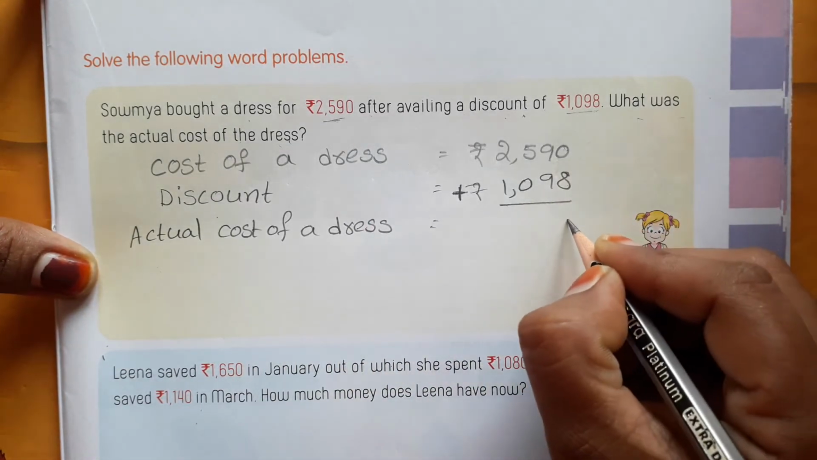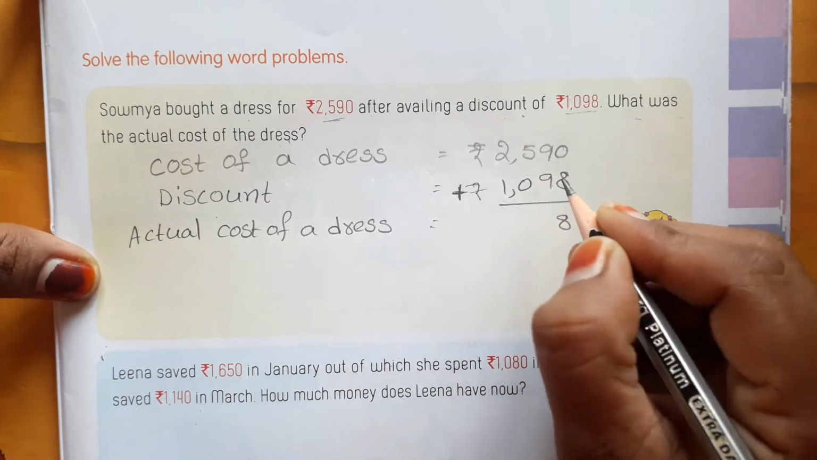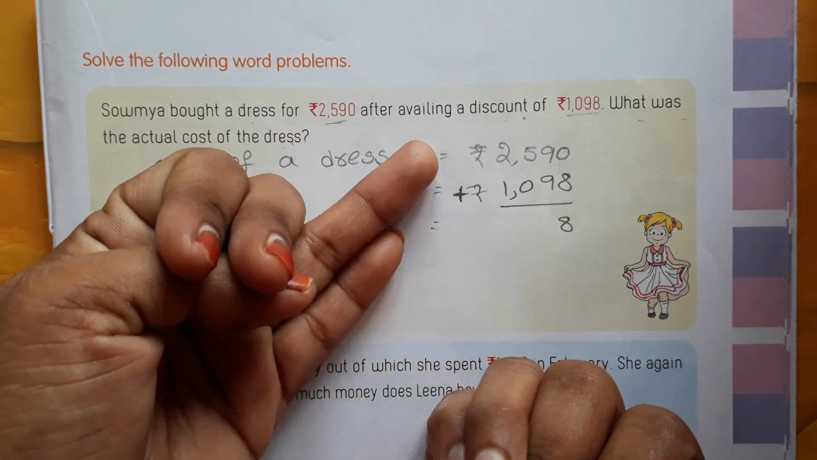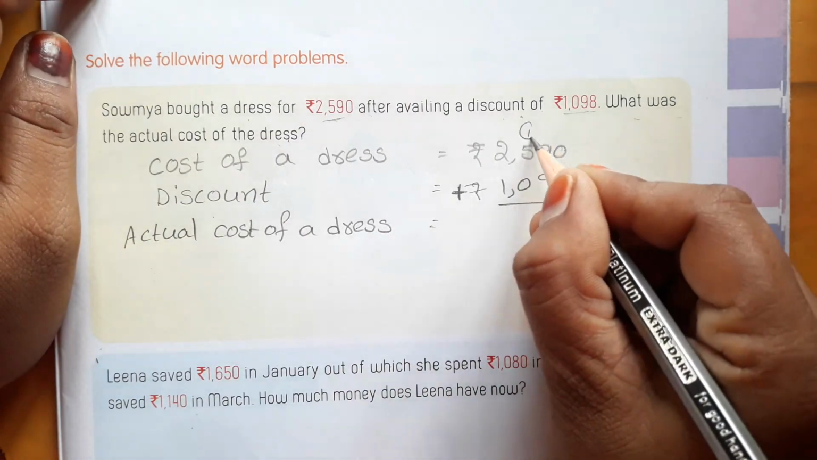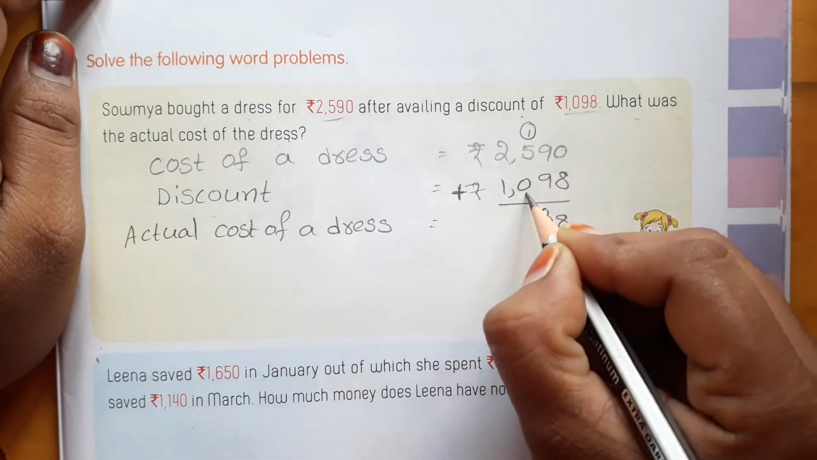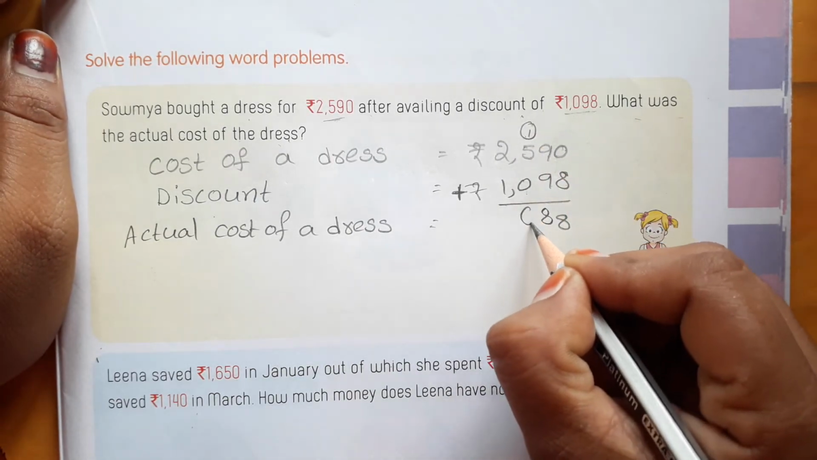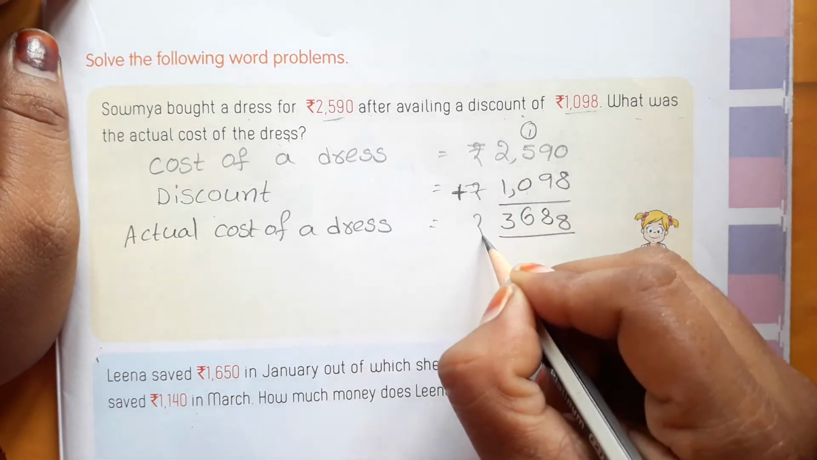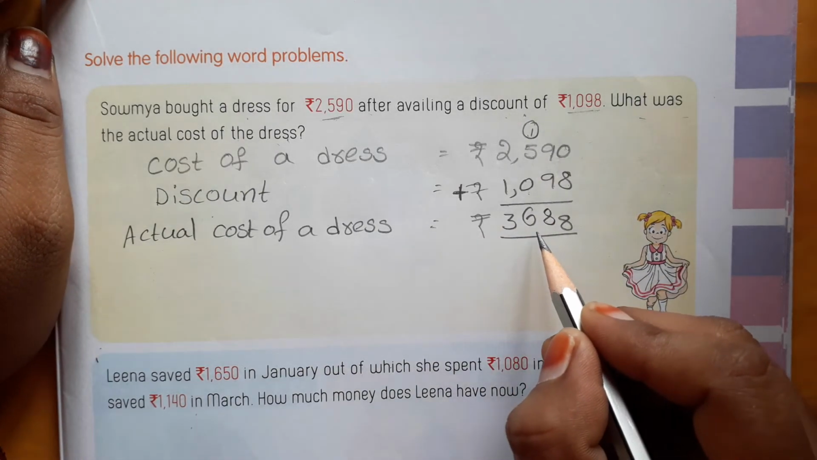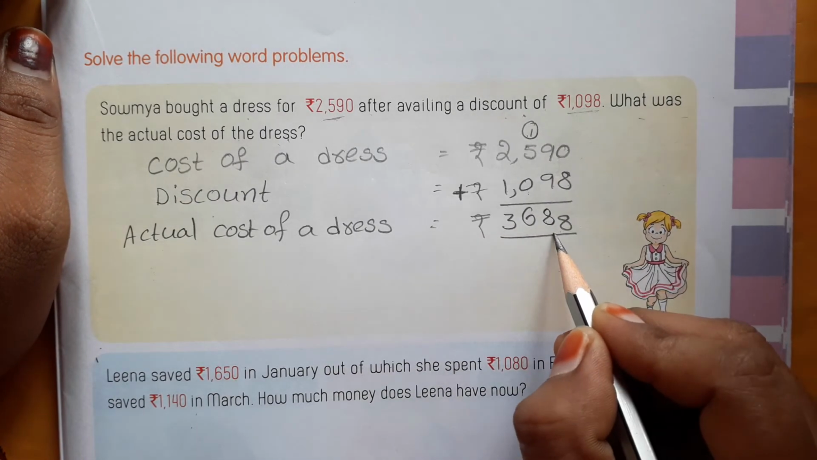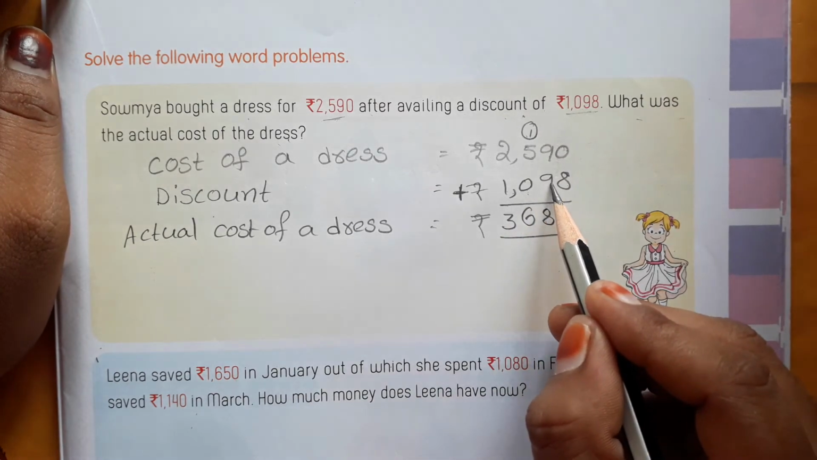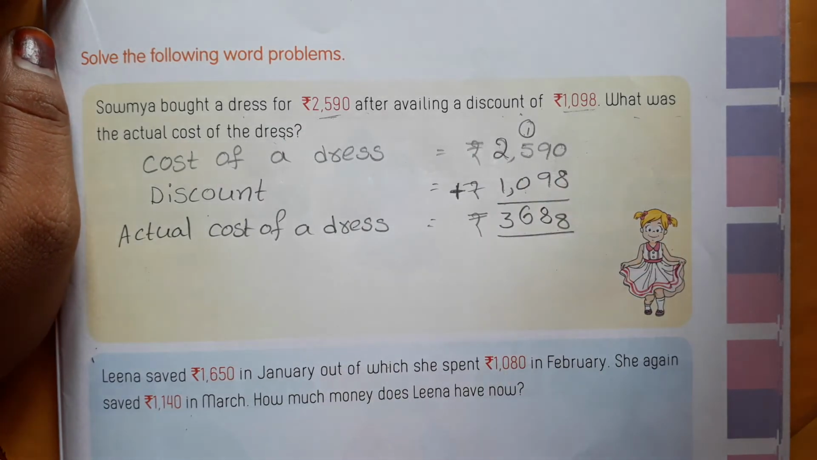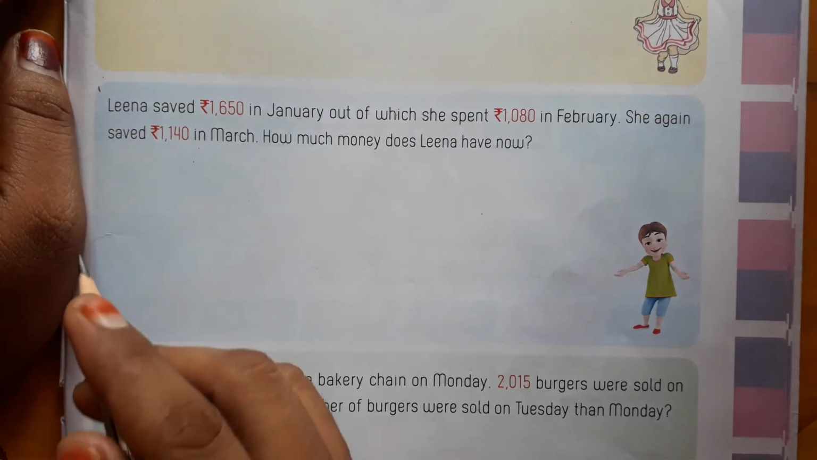Add 0 plus 8, 8. 9 plus 9, 9 after 10, 11, 12, 13, 14, 15, 16, 17, 18. 2 nines how much? 18. 5 plus 0, 5. 5 plus 1, 6. 2 plus 1, 3. 3688. The actual cost of a dress is 3688. Then they gave 1098 discount. Then she bought for 2590. Read the second sum, children.